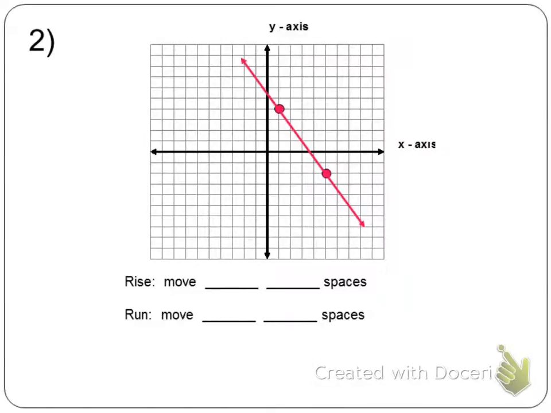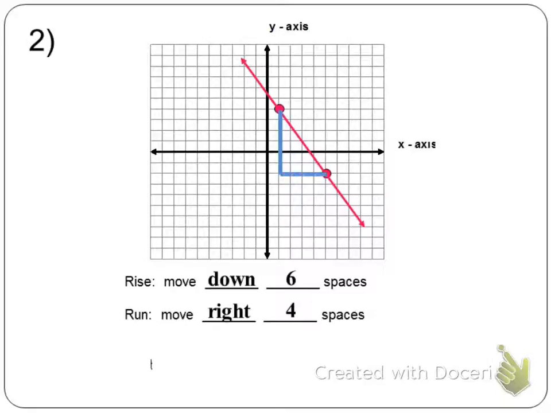And figure out our rise and our run. So I'm going to start on the leftmost point. Count with me. 1, 2, 3, 4, 5, 6. So I moved down 6 spaces. Then I'm going to go right 1, 2, 3, 4 spaces.